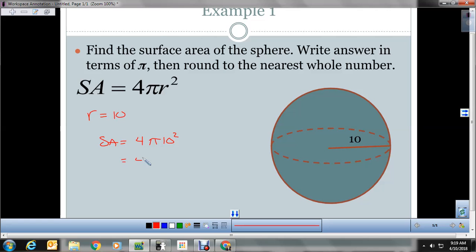Now, we know this is going to become 4 times 100 times pi, which means we're going to get 400 pi for our answer. Now, this is our first answer. In terms of pi, we're not going to calculate, let's leave the pi symbol in our answer. So now we're going to look at what is the decimal equivalent. And it says to round to the nearest whole number.